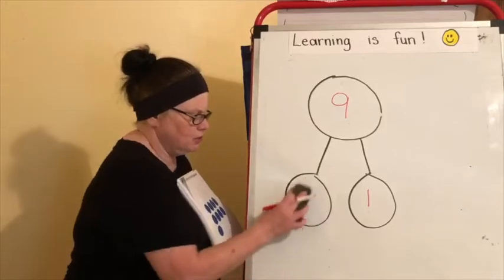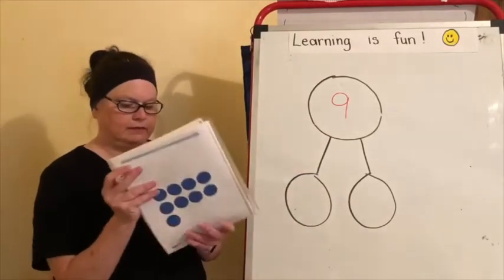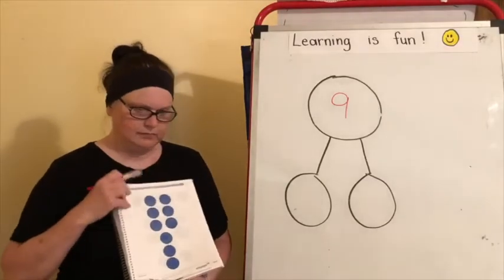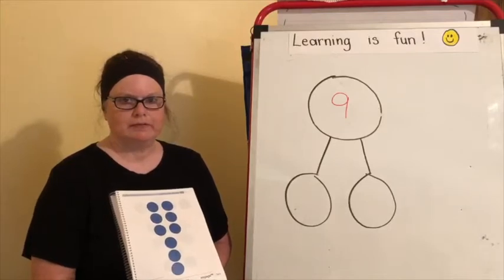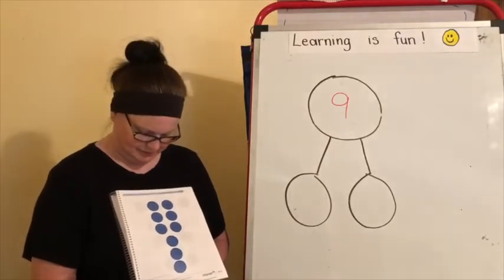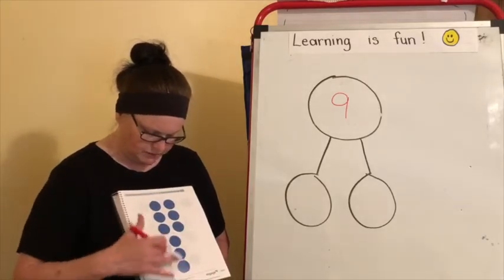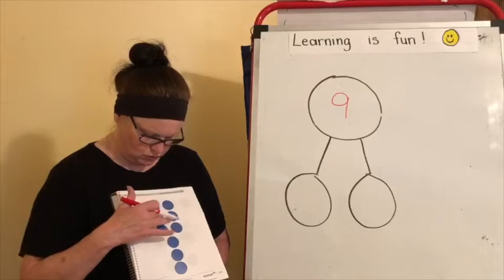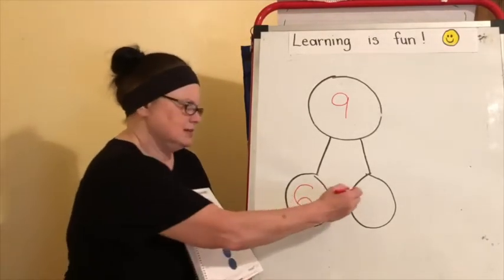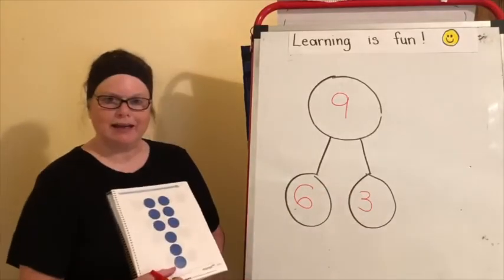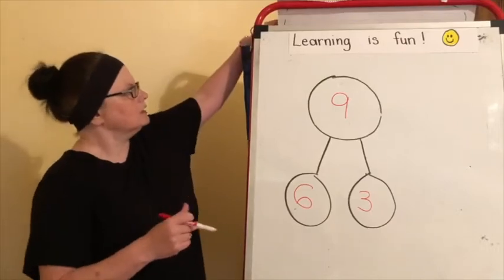Let's try another one. And again, I'm going to have 9. How can you break it up? I see a group up here and a group down here. So I see 1, 2, 3, 4, 5, 6. And 1, 2, 3. 6 and 3. That's a way to break up 9. Nice job.